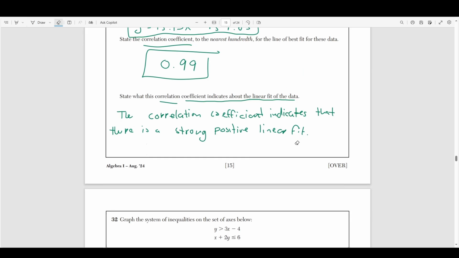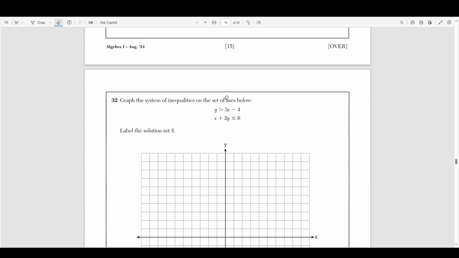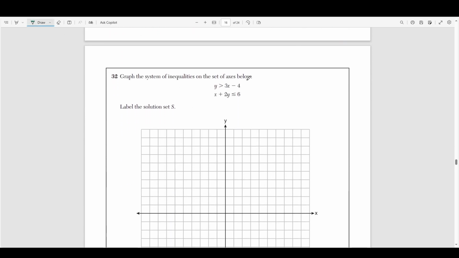Moving on to the second question, it asks us to graph the system of inequalities on the set of axes below. In order for us to graph something, it needs to be in the form y equals mx plus b. This first equation is in the form y equals mx plus b, but this second equation isn't. So before I graph the first one, I want to make sure that both of these are in the same form. I need to rewrite x plus 2y is less than or equal to 6 in this y equals mx plus b form.